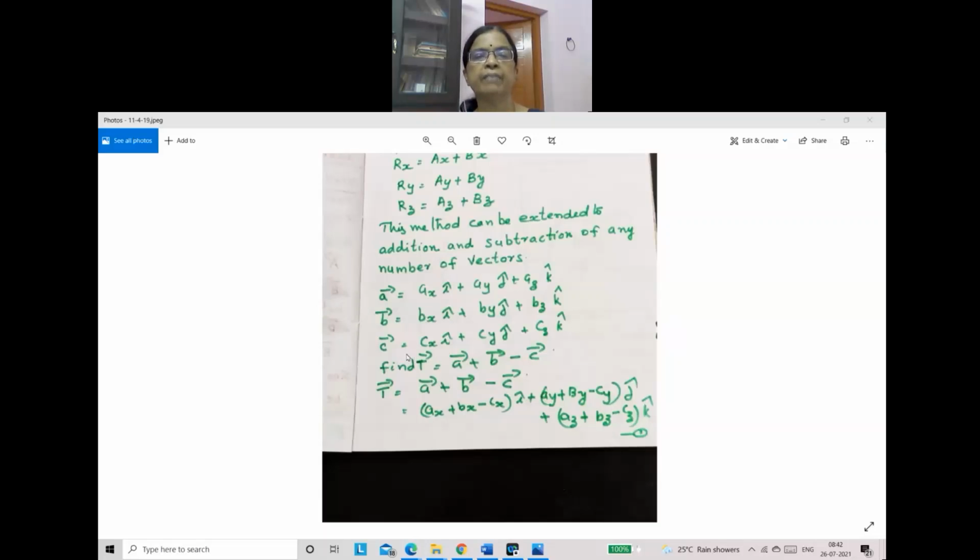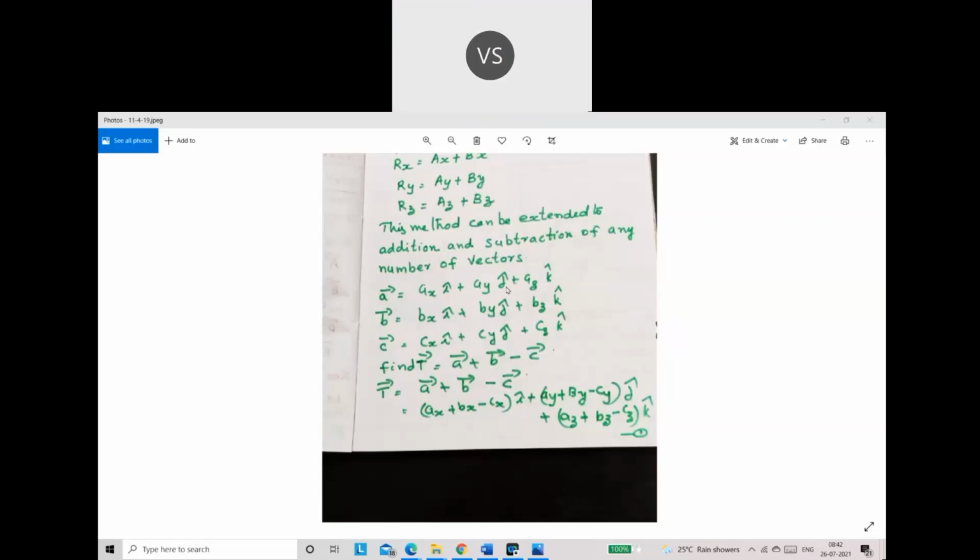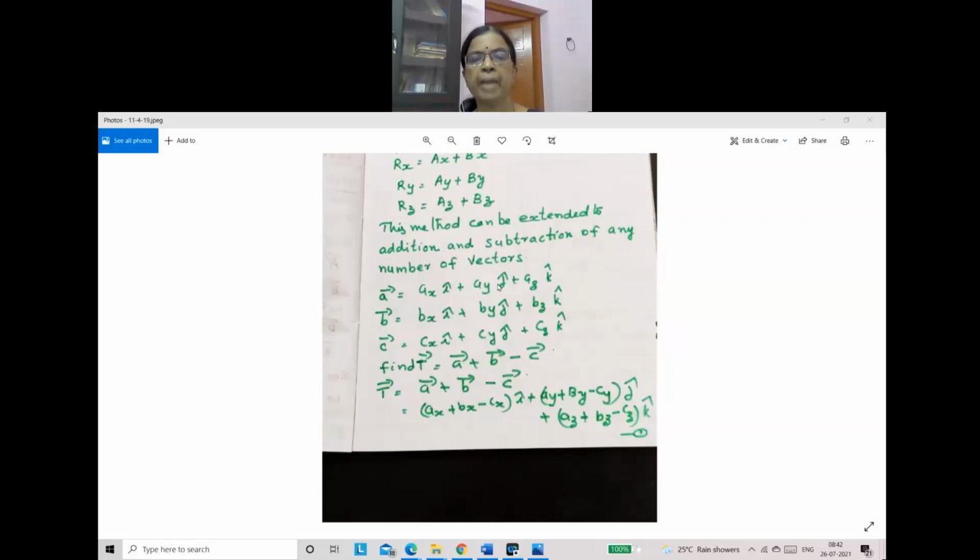So what will you write? Ax plus Bx minus Cx. Very good. Ax plus Bx minus Cx, and I cap is common, so into I cap. Similarly, for the next term, tell what is the J component of the resultant vector? Ay plus By minus Cy, into J cap. Correct. Similarly, the K component of the resultant vector, Az plus Bz minus Cz, into K cap. Very good.